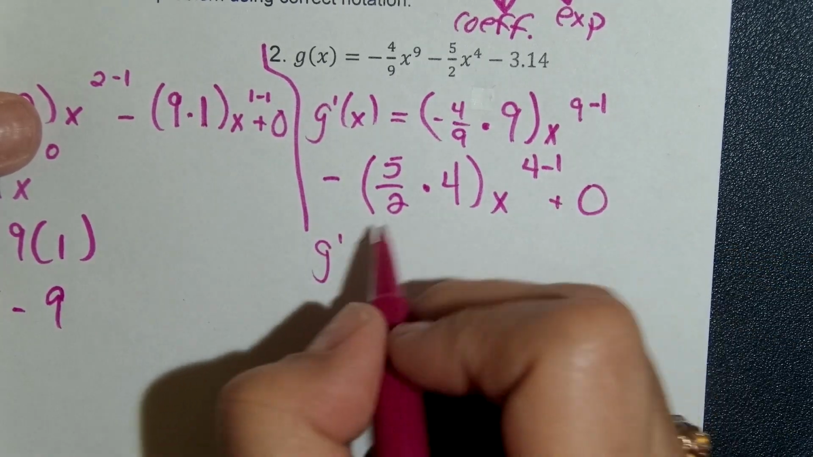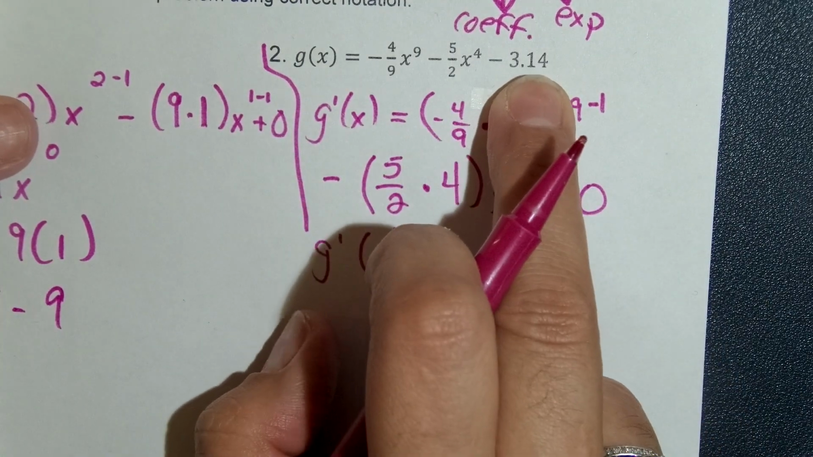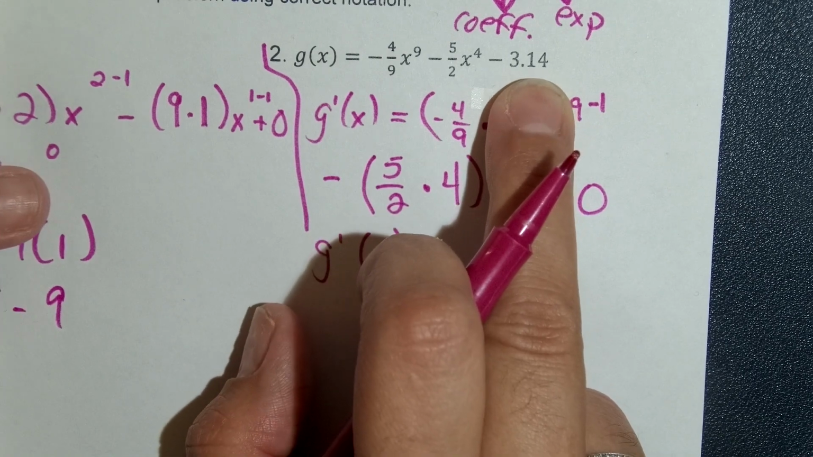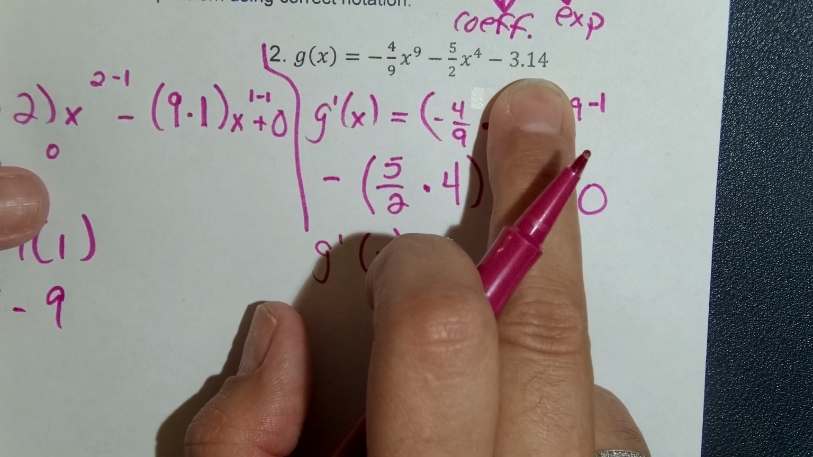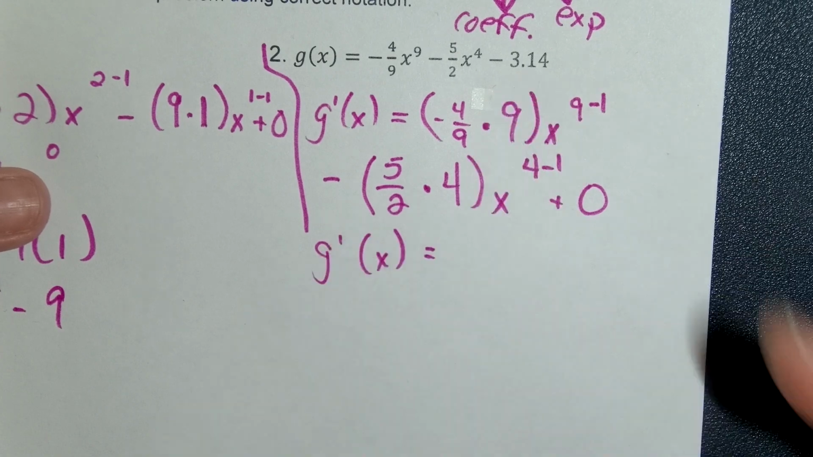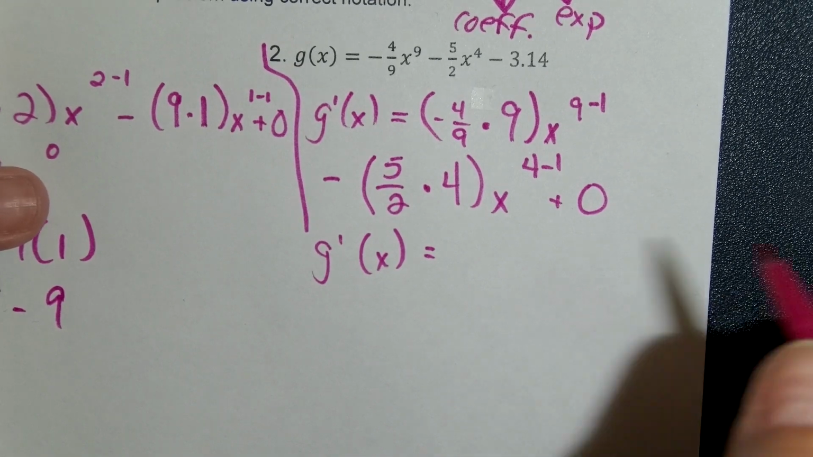Okay. Why is this 0? Somebody other than Brian, Lucero, Joaquin, and Melissa? What is this called? A constant. Okay. And remember, the derivative of a constant is always 0. Go ahead, Brian.